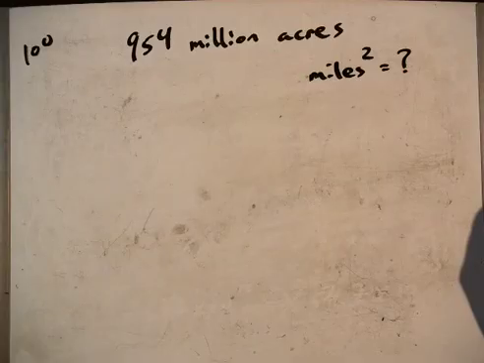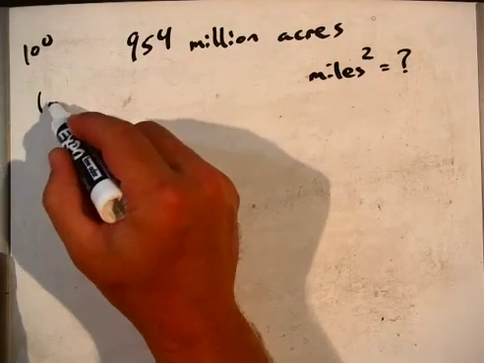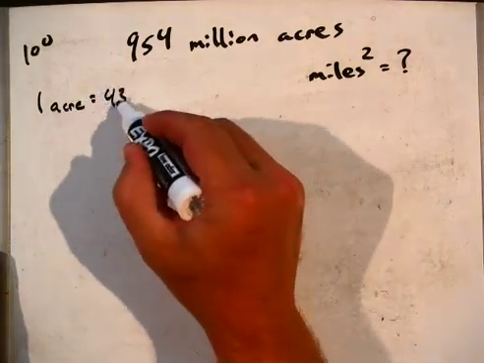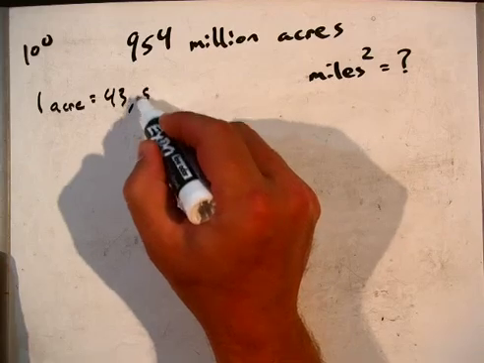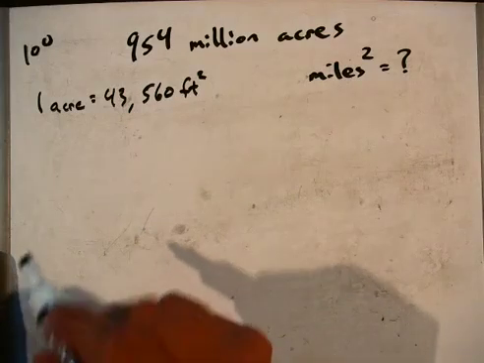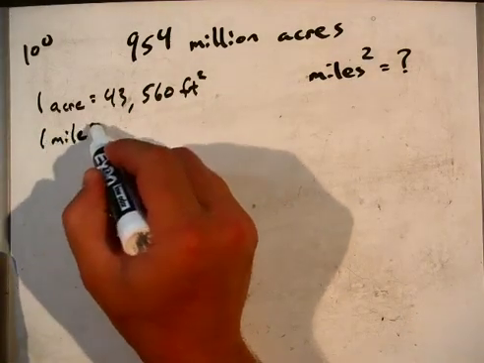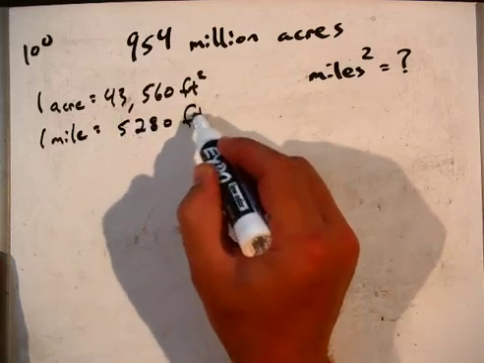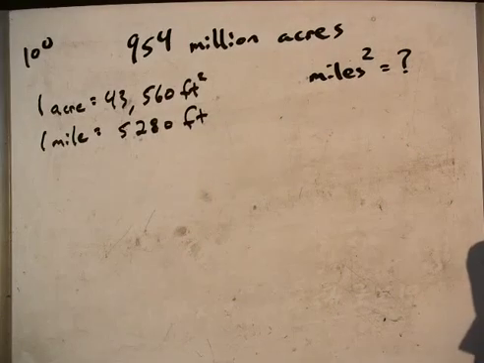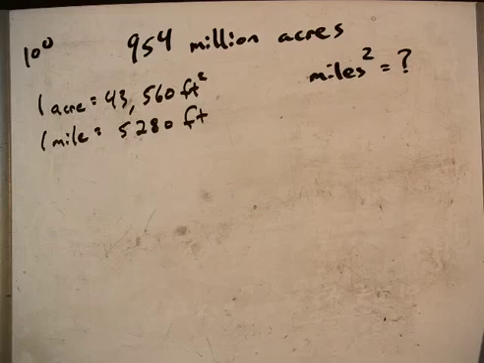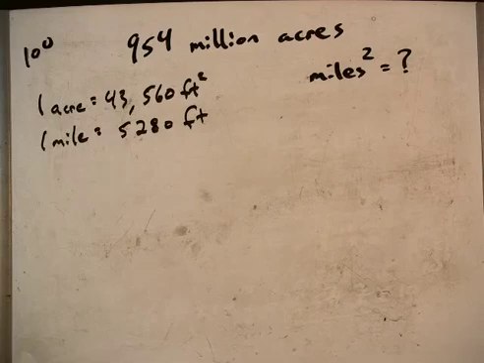And they give us a couple of conversions. They say that 1 acre is equal to 43,560 square feet. And they also tell us that 1 mile is equal to 5,280 feet. So using those two conversions, the acres and the miles, we should be able to get from this value of acres, and convert it into miles.